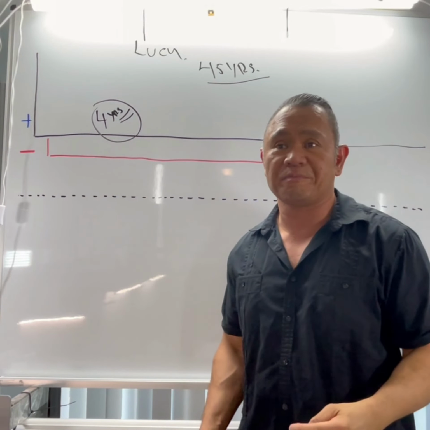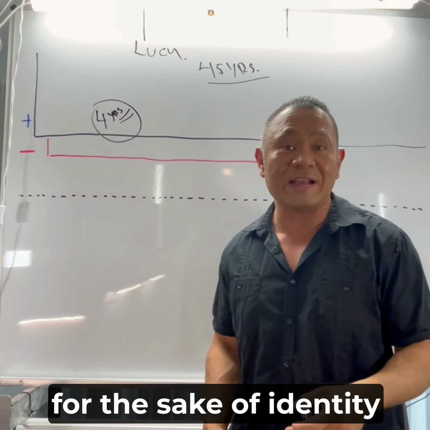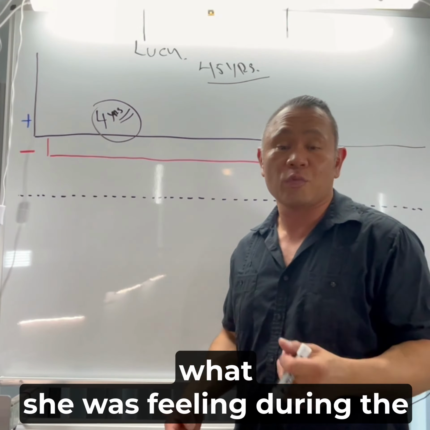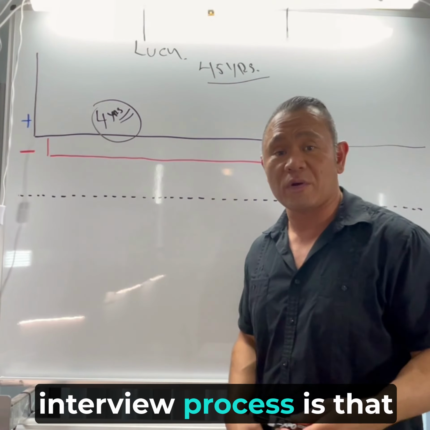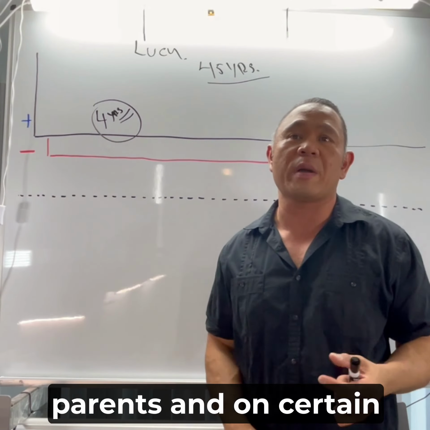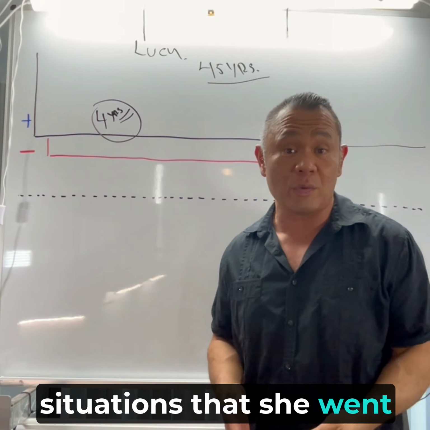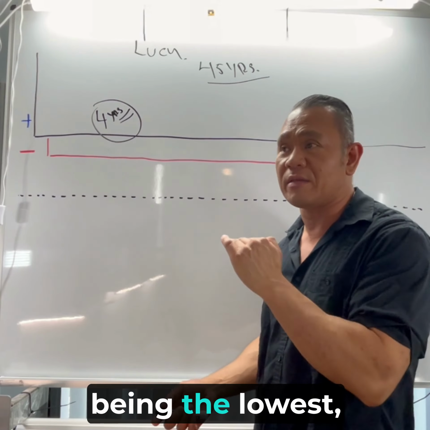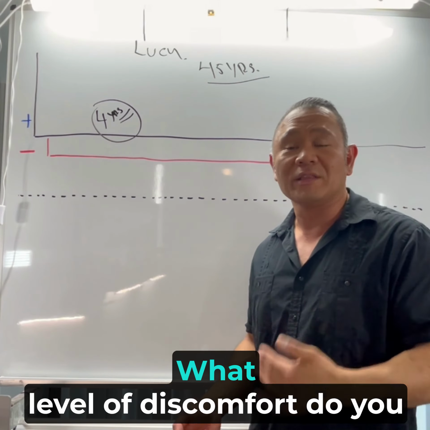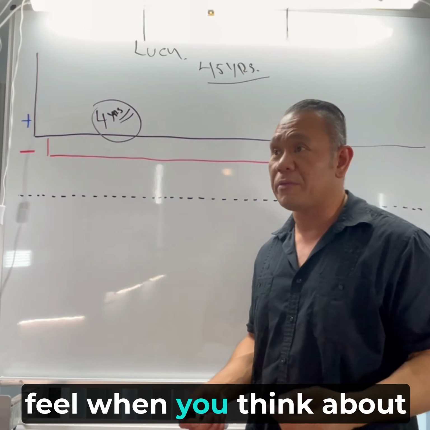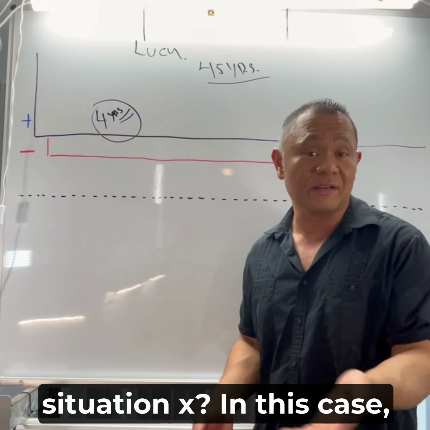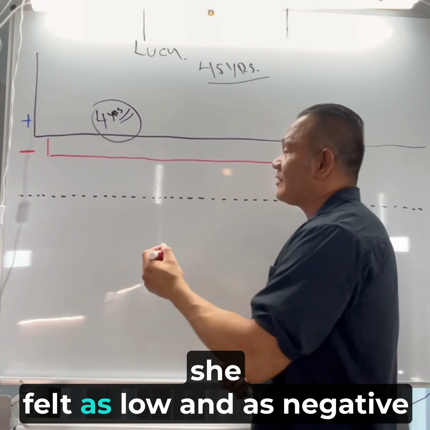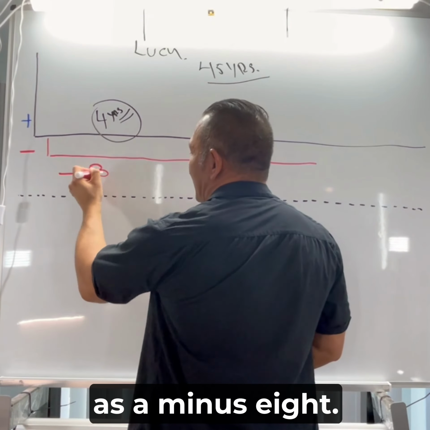Again, for the sake of identity protection, we're not going to say exactly what the problem is. What she was feeling during the interview process is that anytime she thought about her parents and certain situations she went through at a young age, we always ask the same question. From 0 to 10, 10 being the most painful, what level of discomfort do you feel when you think about situation X? In this case, it's her parents. But what she said is on some of the memories, she felt as low and as negative as a -8.